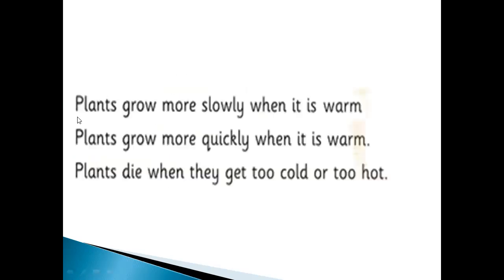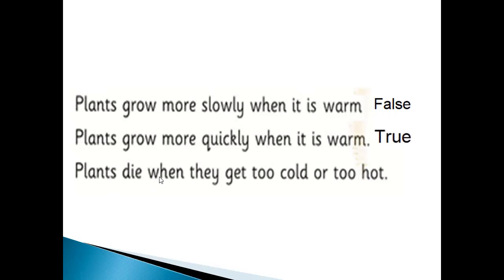Next question, true or false. Plants grow more slowly when it is warm. Is it true or false? No, they grow more quickly. Plants need a warm place. If a plant is in a warm place, it can grow quickly, not slowly. So this one is false. Plants grow more quickly when it is warm. Yes, this is the correct line. When a plant is at a warm place, it can grow quickly. This statement is true, so we write true here.